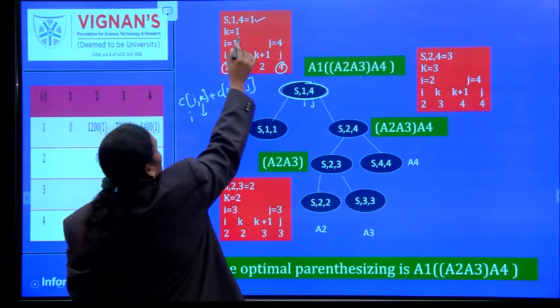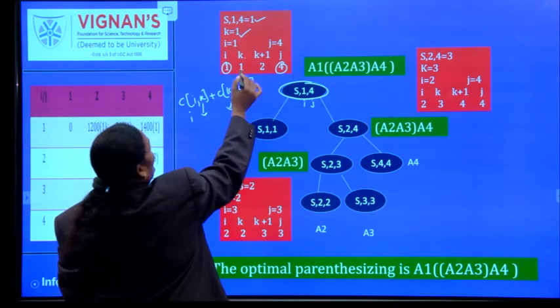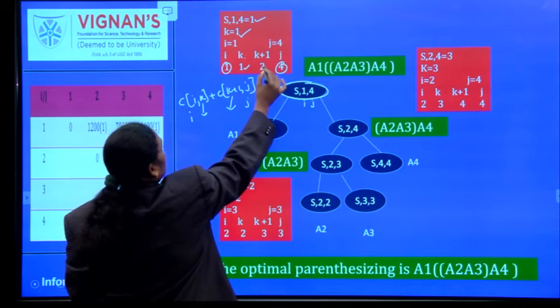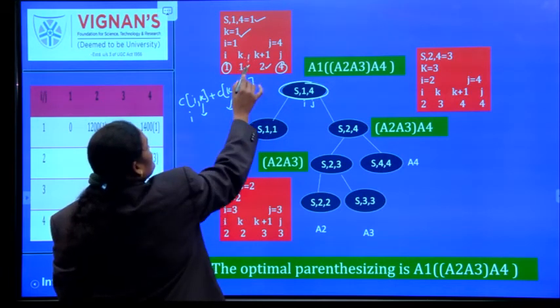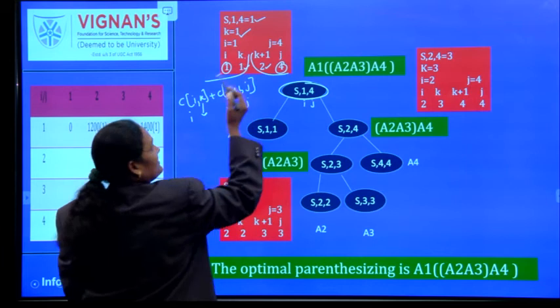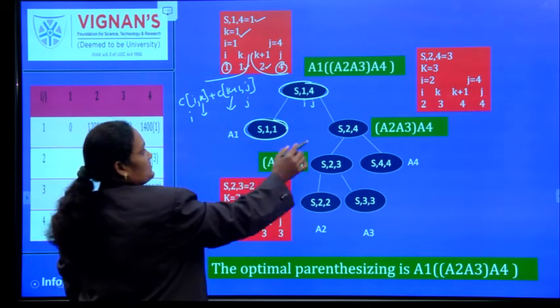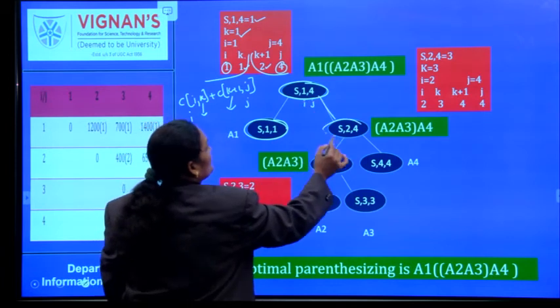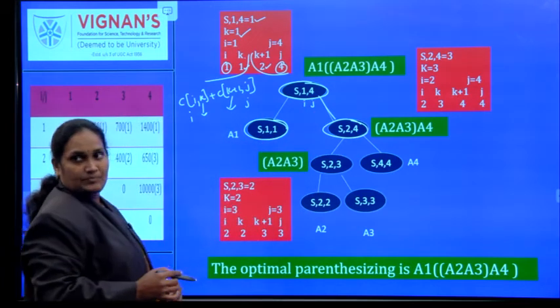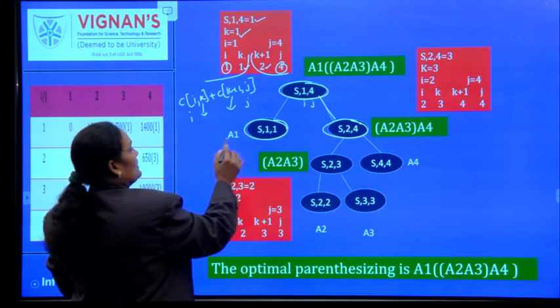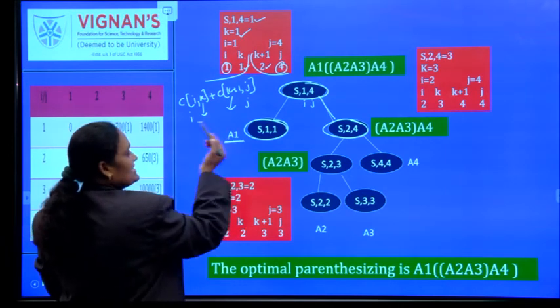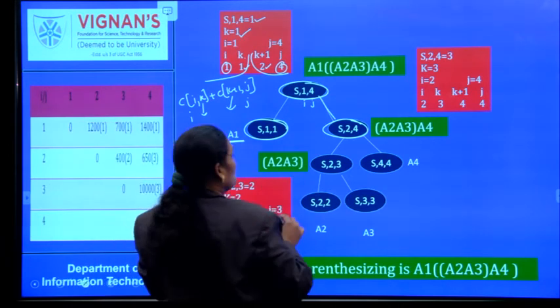Now in this case, the k value is 1. So I placed k as 1 and k plus 1 as 2. This becomes the left subtree and this becomes the right subtree. That is, S11 becomes the left subtree and S24 becomes the right subtree. Now we can take S11 as A1, the matrix A1. Now coming to S24.